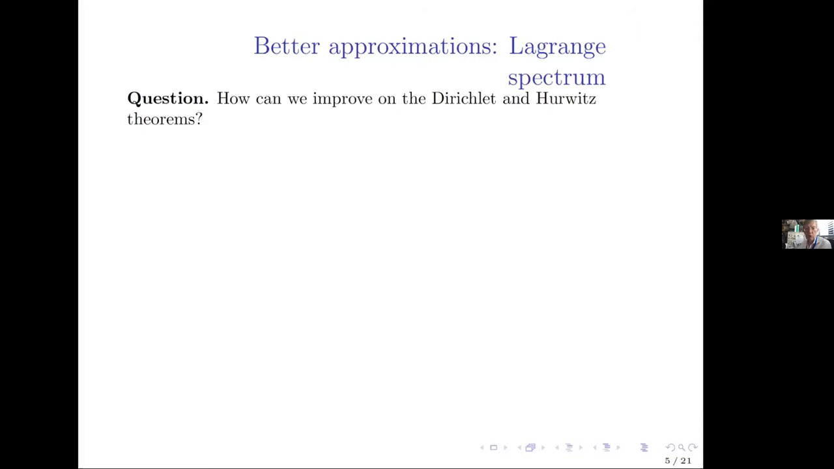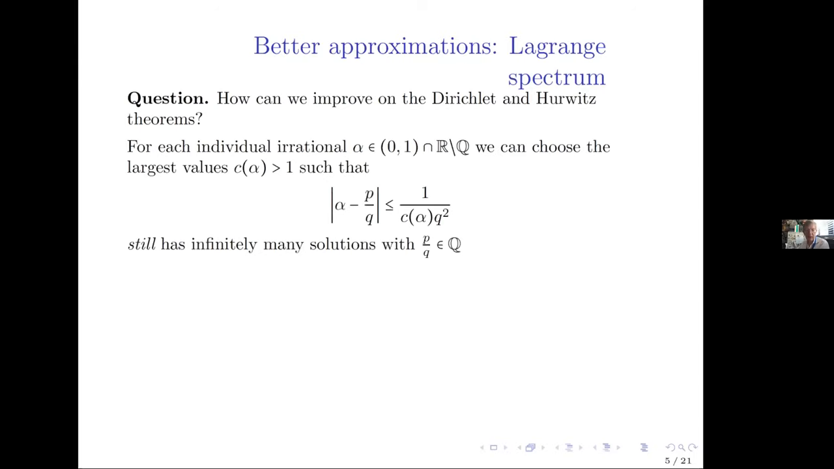Okay, so more generally, how can we improve on these two theorems? Well, in fact, the result of Hurwitz is sharp in the sense that there is an irrational number for which you can't do better. You can't find infinitely many rationals approximating it which are closer than 1 over root 5, 1 over q squared. So one has to ask, well, what can one do?